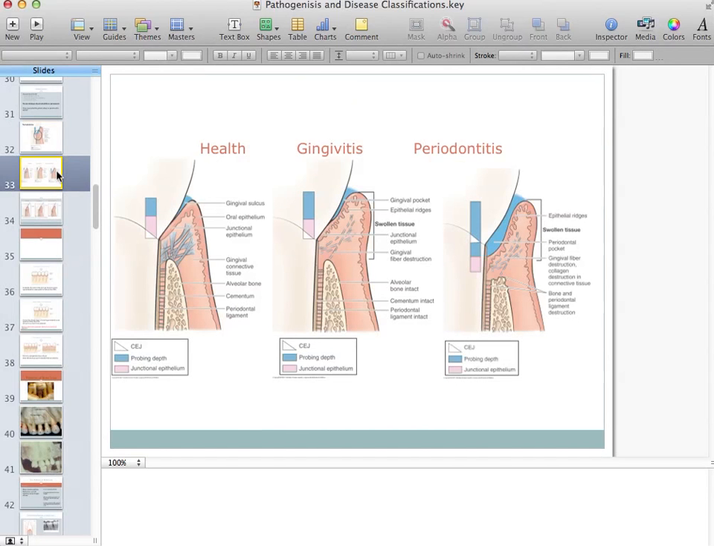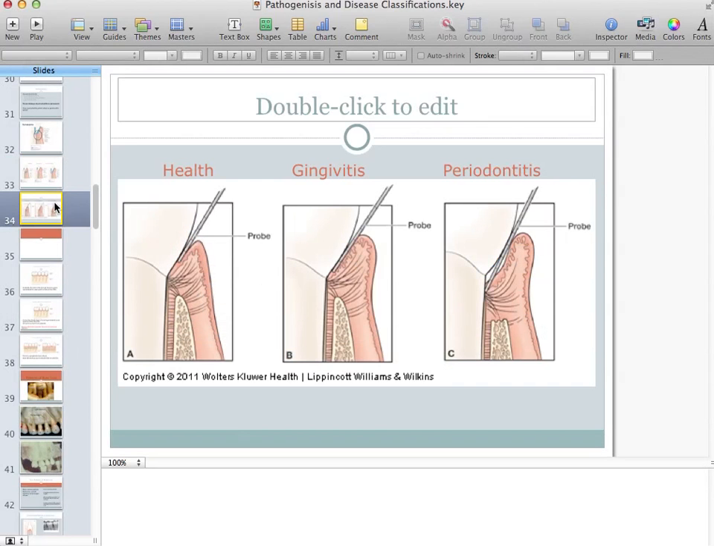So here's a nice little chart showing us, again, a review. In health, junctional epithelium is coronal or above the CEJ, right? Junctional epithelium is above the CEJ. Gingivitis, junctional epithelium is at the CEJ. And periodontitis, junctional epithelium is below the CEJ. All right?